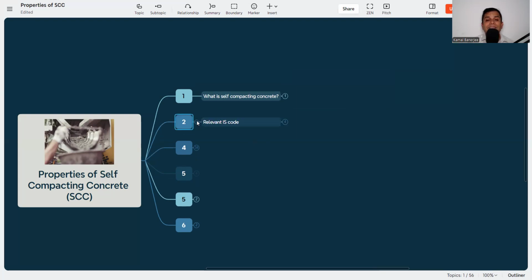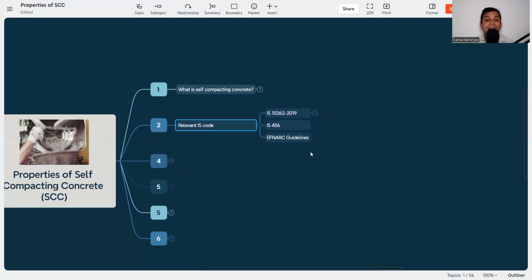The next part is, what is the code in India? Whatever code we should follow whenever we are dealing with self-compacting concrete, that is IS 10262:2019, Section 4, Clause 7 and 8. It describes fully what self-compacting concrete is and what its properties are. Everything is there. And then of course IS 456. Without IS 456 we cannot do the concrete mix design, everything. So that also you need to check.